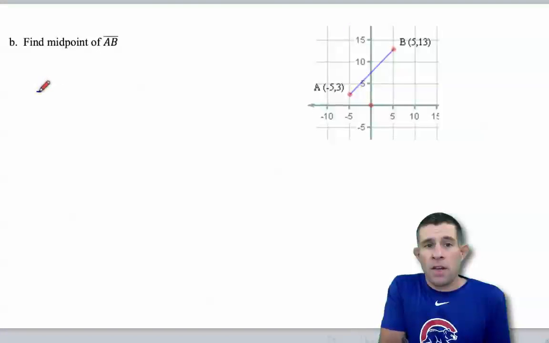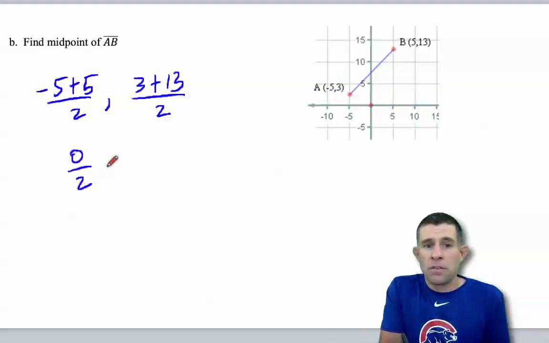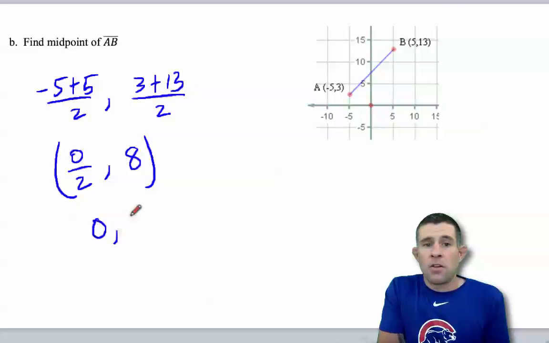We're going to average our x's, which is now -5 plus 5 divided by 2. And we're going to average our y's, which is 3 plus 13, divided by 2. Again, we're going to end up with 0 over 2. 0 divided by anything simplifies to 0. And we have 16 over 2, which simplifies to 8. So our coordinate here is 0 over and 8 up.